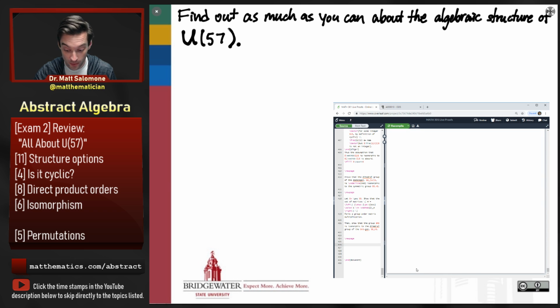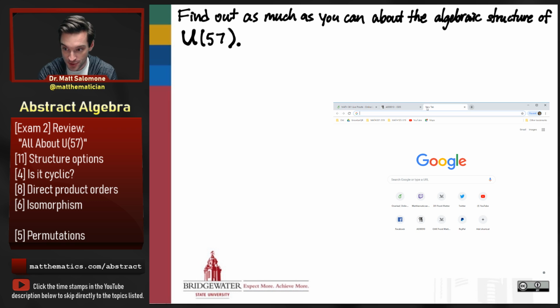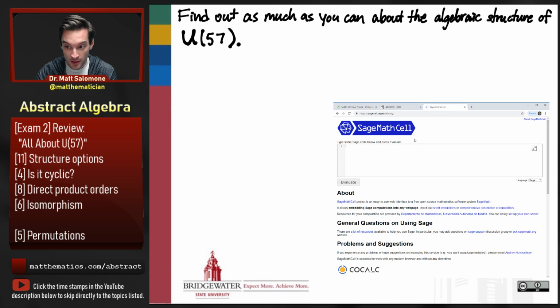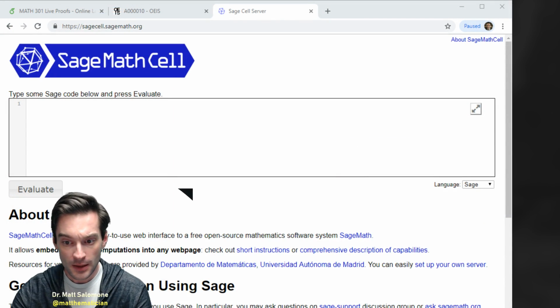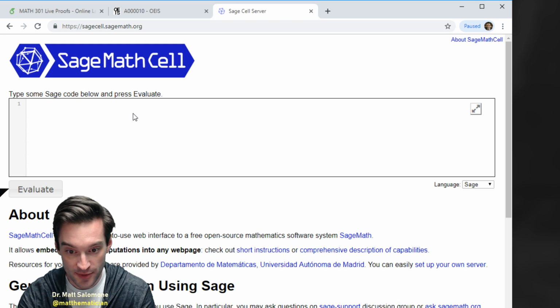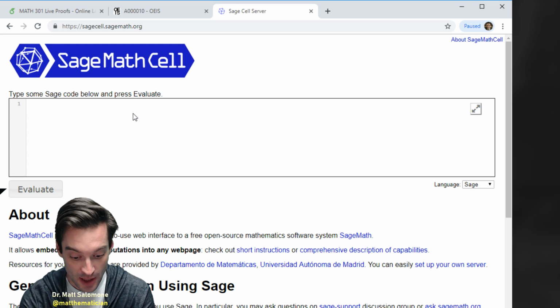So how I want to start is let's think about the group U57 and what it is, if anything, that we're able to know about this group. The first thing I'm going to do is go into my browser here, open up a Sage cell for computation, and just for fun, let's see if we can ask it to do a computation for me.